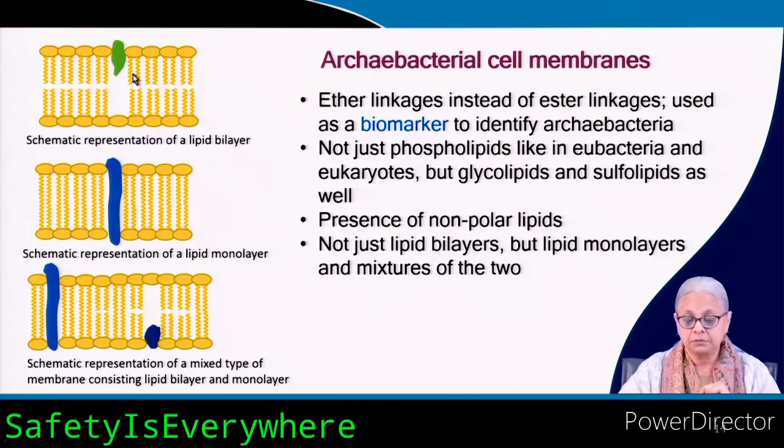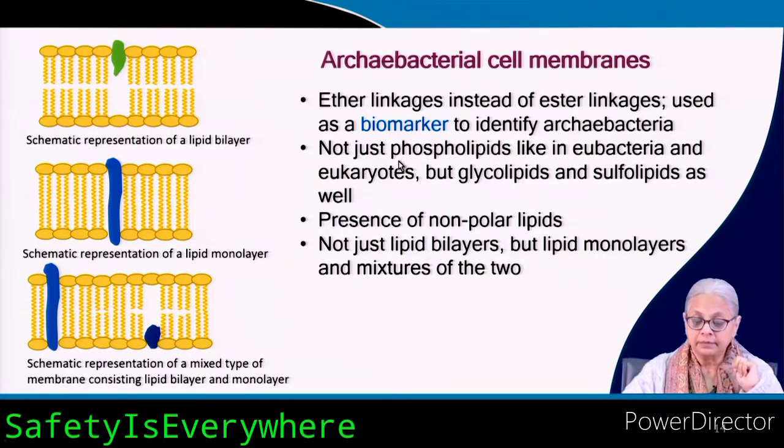Another point that is mentioned over here is that modern bacteria as well as eukaryotes all have only phospholipids, and it's the archaeobacteria that may have phospholipids, glycolipids, and sulfolipids. So again we see that whole evolutionary tangent. And then we have the presence of non-polar lipids, and another difference is that you have lipid bilayers, monolayers, and mixtures, which you don't see in modern bacteria.